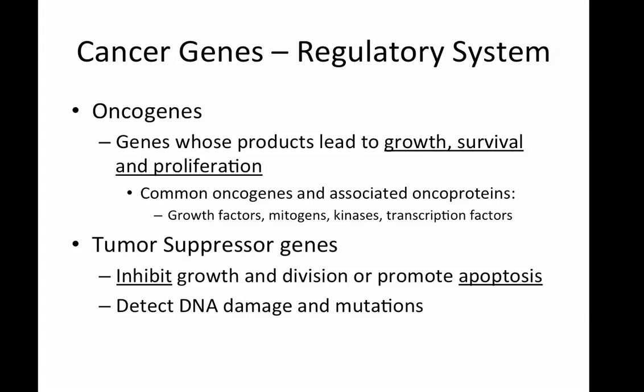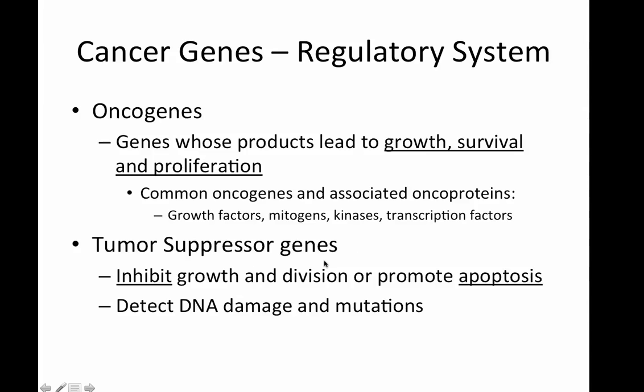They could be receptors that bind to growth factors, proteins called mitogens that drive cell division forward. They could be transcription factors that, once they are made, go and bind to genes that then are upregulated to help drive cell division forward. Tumor suppressor genes are really sort of the opposite. These are here to inhibit growth or division of cells, or even to promote apoptosis or cell death.